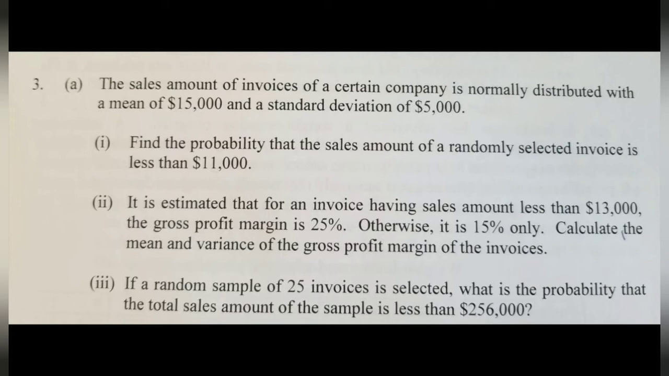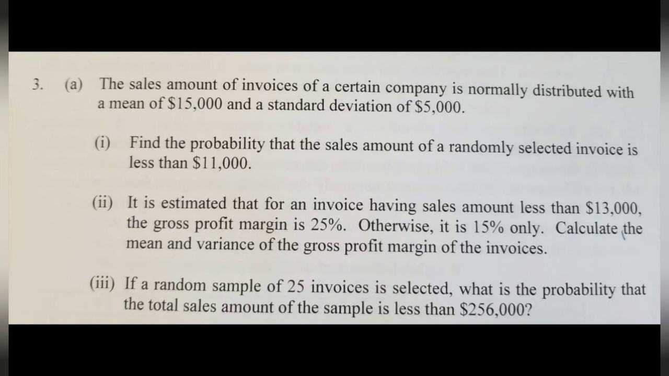Good afternoon, I'm Joshua Wen from Group 4, and today I'm going to talk about mock examination 1, question 3A, part 3. The sales amount of invoices of a certain company is normally distributed with a mean of 50,000 and a standard deviation of 5,000. In part 3, a random sample of 25 invoices is selected.